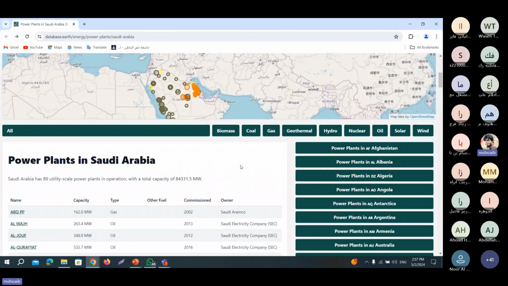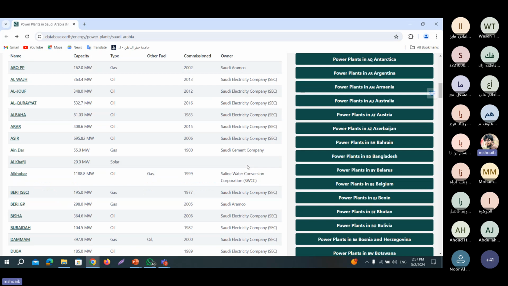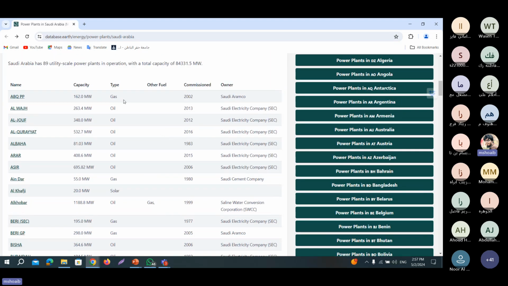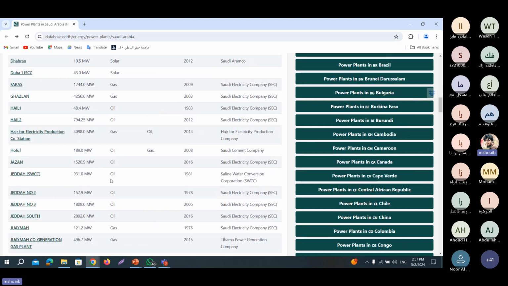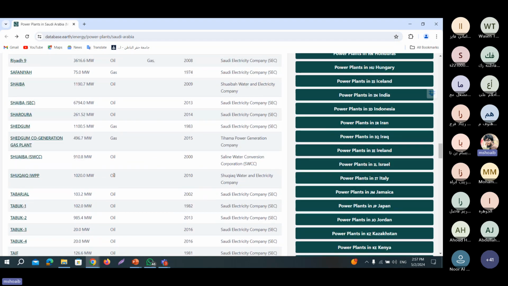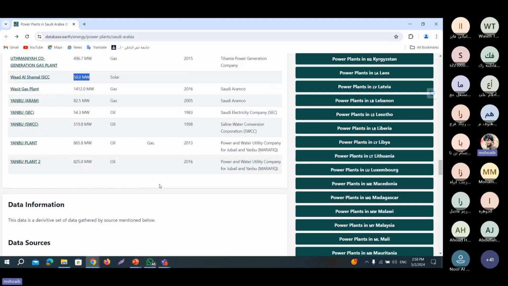You see, these are the power plants in Saudi Arabia which are actually contributing to the national grid. Just have a look. 89 utility scale power plants, and this is the total capacity. Look at them: gas, oil, gas, solar, oil, gas, solar. So either oil or gas, not even coal. Some are solar, but look, the units of solar are also very small.